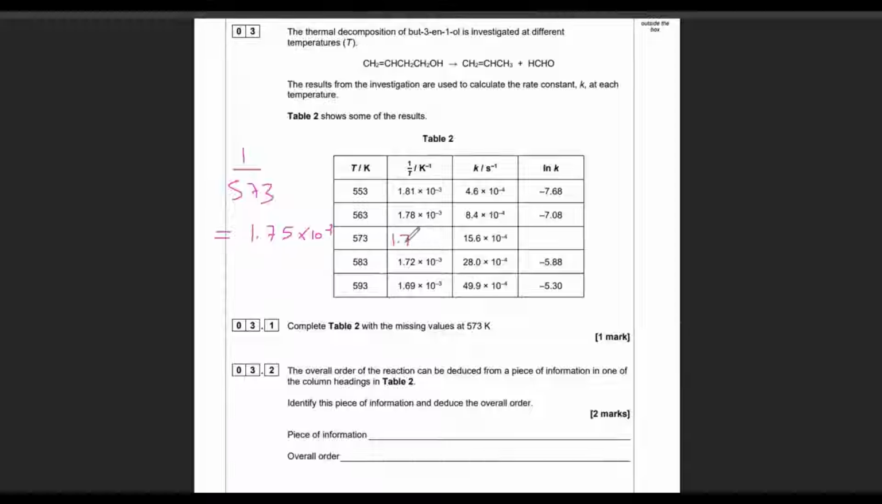We want to keep the same amount of digits, keep it uniform with the rest of the results in here. So the same amount of significant figures, etc. So there we go, 1.75 times 10 to the minus 3.